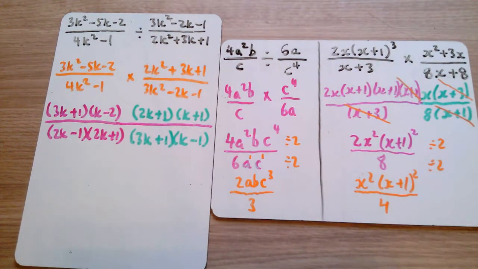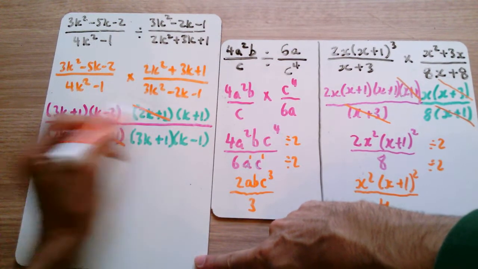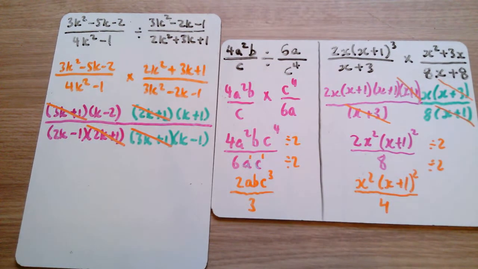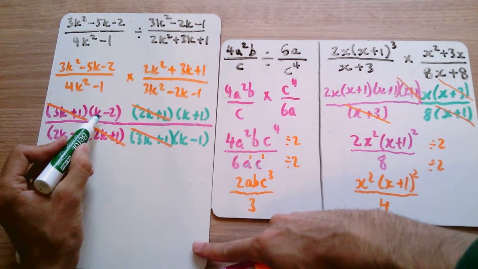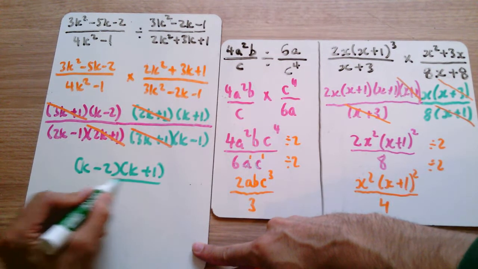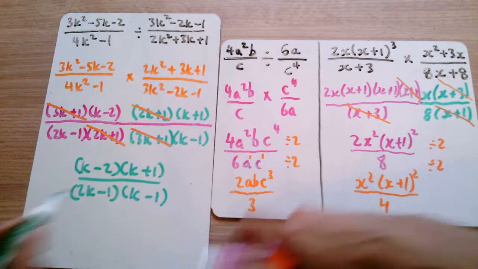And now, once again, the last step here is to cancel out the factors that are common on the numerator and denominator. Looking through, we can see I've got a 2k plus 1 up here and a 2k plus 1 over here. I've got a 3k plus 1 over here and a 3k plus 1 over here. Now there are no other common factors on the numerator and denominator. Our numerator is (k minus 2)(k plus 1), and our denominator is 2k minus 1 over here and k minus 1 over here.